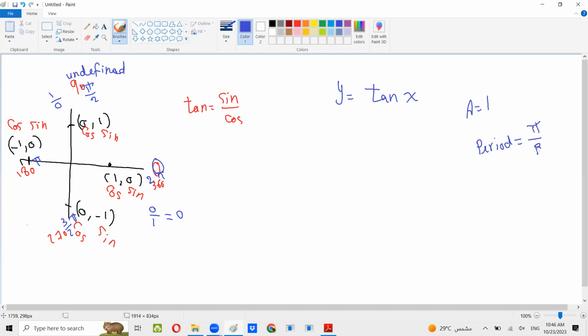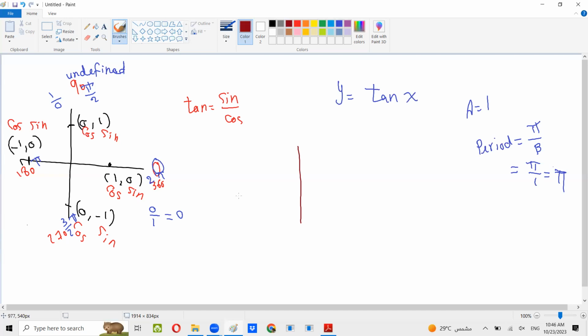Be careful now. The period of sine and cosine was 2 pi, right? What about tan? Pi over b. Be careful with this one. So pi over 1 is equal to pi. The period is what? Pi.